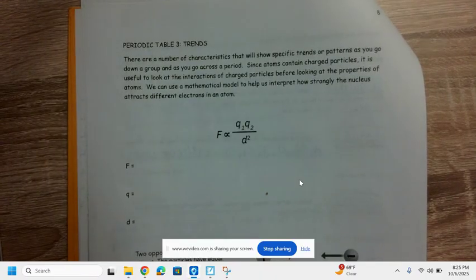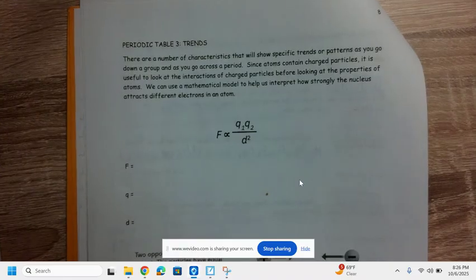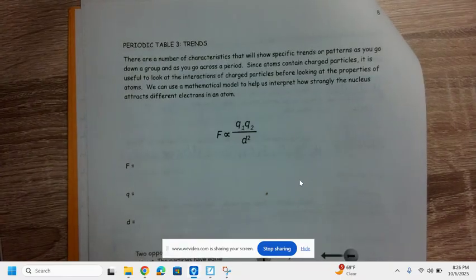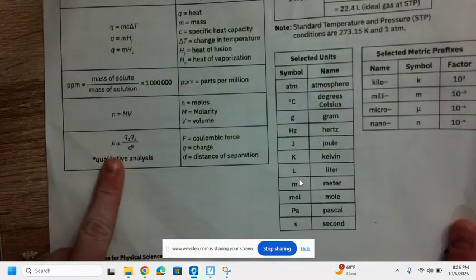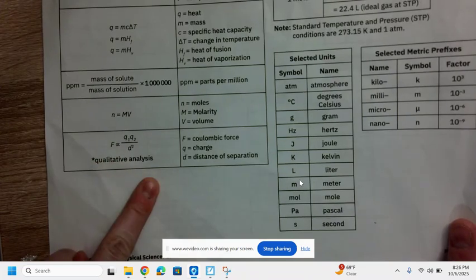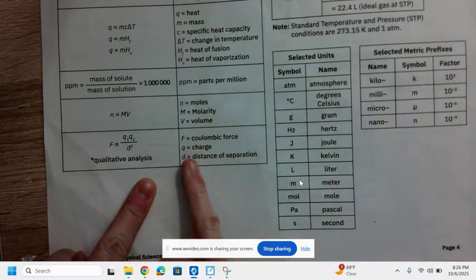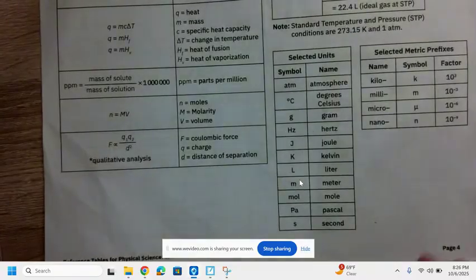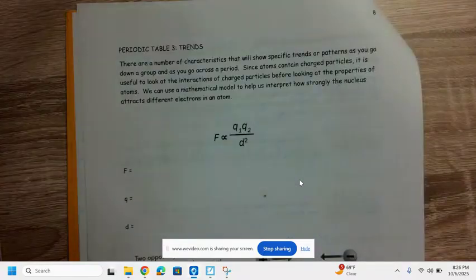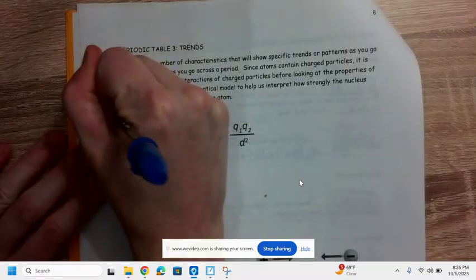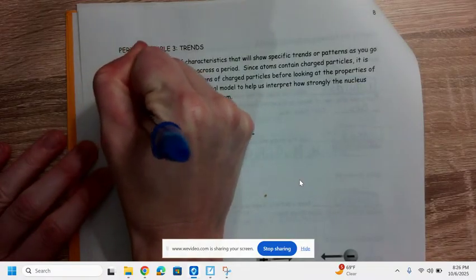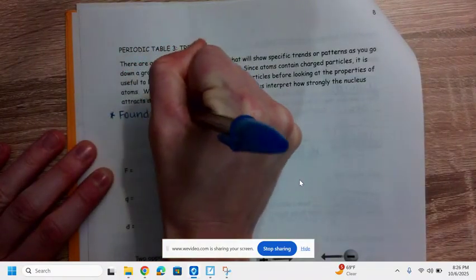And if you take a look, this is Coulomb's law. This equation is actually taken directly from the back page, page 4 of your reference table. So if you take a look, this is page 4. Right here, I took that right out of there. And notice it says qualitative analysis, and it gives you what each symbol represents. So we're going to go through that and look at what it means. So let's make a little note. This is found on page 4 of your reference tables.